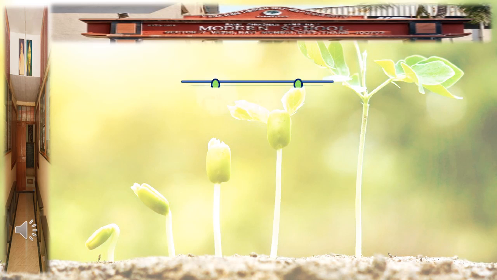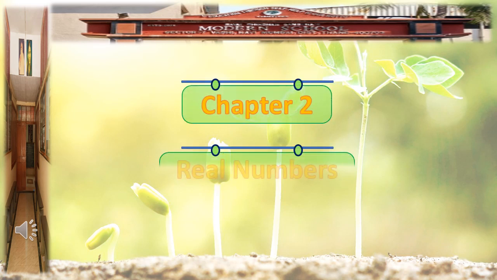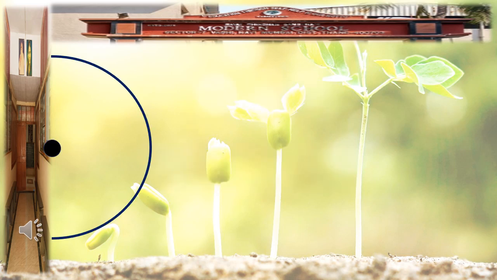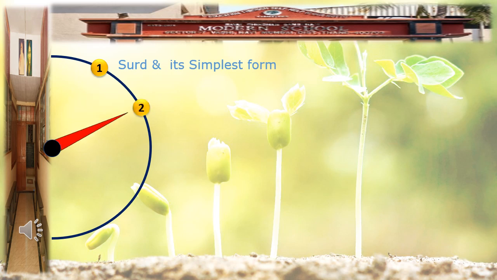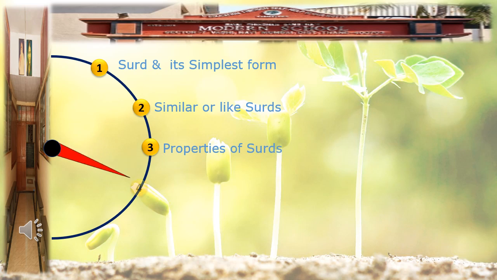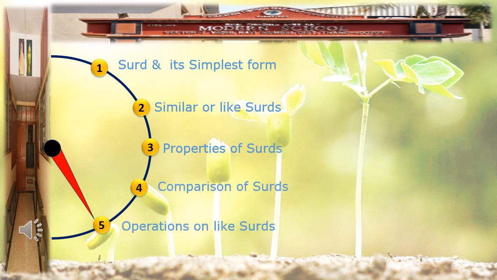Hello everyone. We were learning chapter 2 real numbers. Today we are going to focus on following points: surds and its simplest form, similar or like surds, properties of surds, comparison of surds, operations on surds.